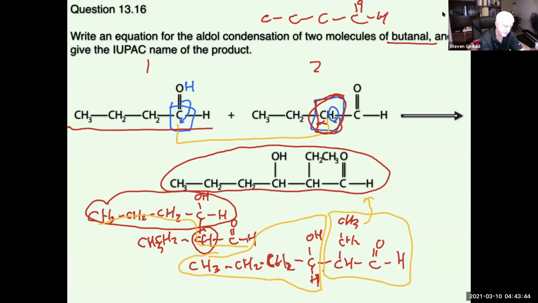Okay, so now we name it. There's 1, 2, 3, 4, 5, 6 carbons. Six carbons is hex, so we have hexane, and it's an aldehyde, so it's hexanal.